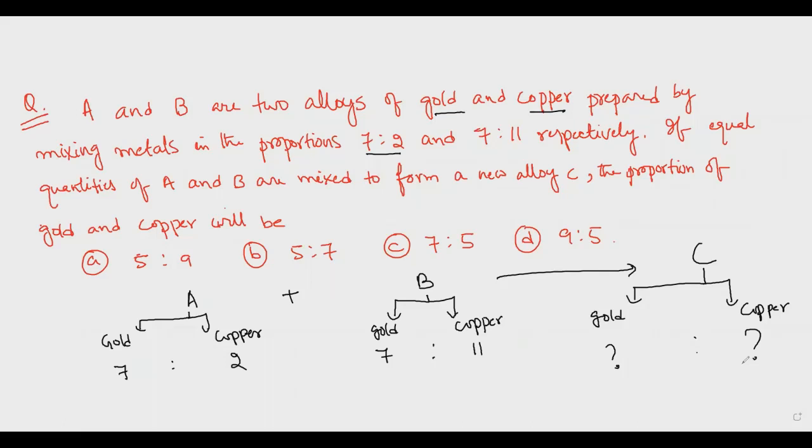The ratio is given, and then one more condition: equal quantities are mixed. A has equal quantity, B has equal quantity. That means if A is 5 kg, then B is also 5 kg that you have to mix. Equal quantity.